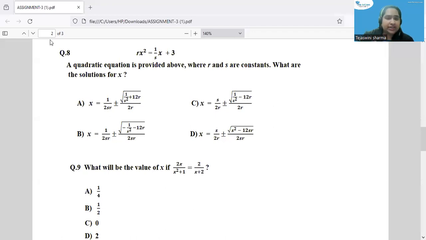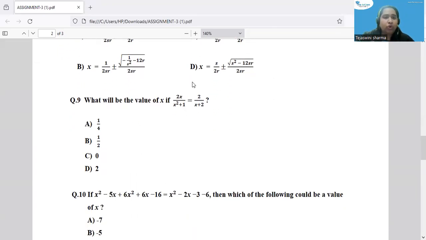Next question is what? Let us see. It is: what will be the value of 2x over x to the power 2 plus 1 is equal to 2 over x plus 2? So what will be the value of x? In that case, we can simply cross multiply the expression which is given to us and find the value of x.